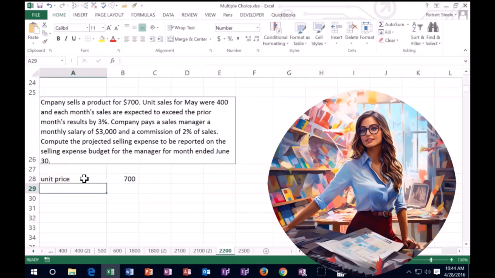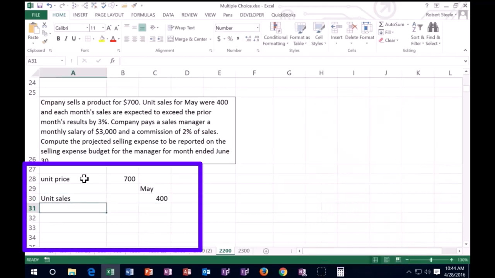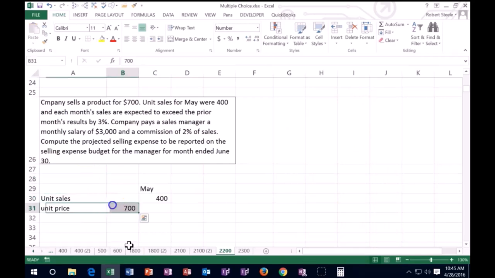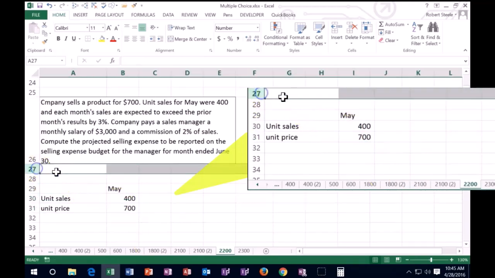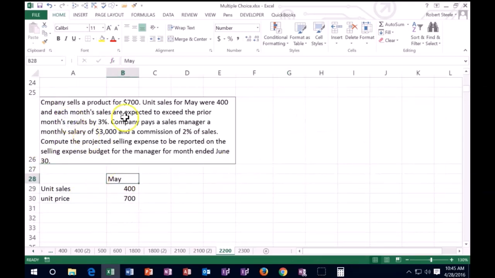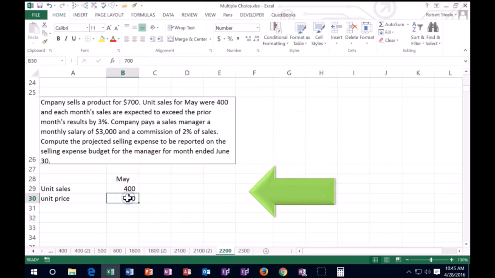Unit sales for May. I'm going to put a header here, May, and we'll say unit sales. Unit sales for May are going to be 400. And we already know that we have this unit price, so I'm going to put that down here. You could retype this in. I know I'm formatting, and formatting is half the issue, whether you do it by hand or in Excel. So we're going to try to put it in this kind of grid type format. Unit sales are here. Unit price is here. So that's what we have for May so far. 400 and sales are expected to increase.